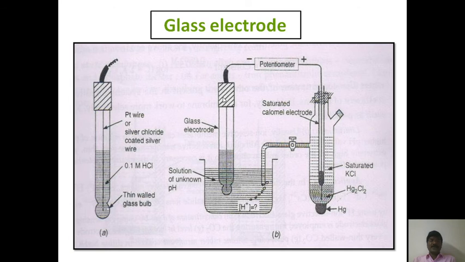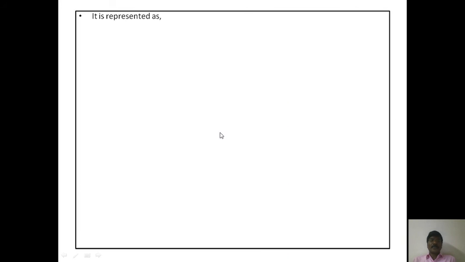This is the glass electrode. This is the construction of the potentiometer. Negative charge and positive charge connect the two electrodes. There are two electrodes, the glass electrode and the calomel electrode. Saturated KCl, Hg2Cl2. Already we know this. Experimentally, this is the construction of the glass electrode. It is represented as platinum, HCl vertical line glass.